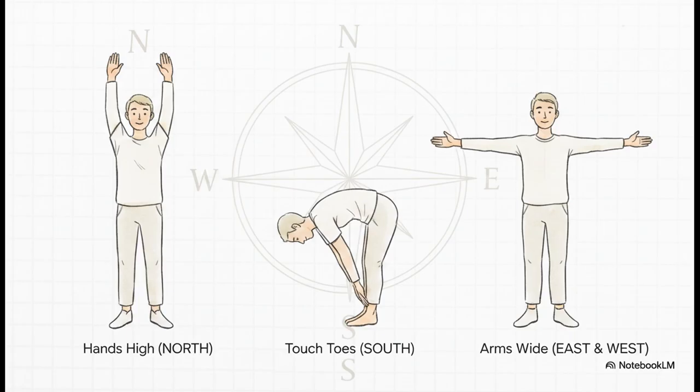Good. Stand back up and reach your right arm straight out wide for east and your left arm out wide for west. Let's do it one more time really fast. Up for north, toes for south. Amazing job. You can all take a seat. Keep that feeling in your body, and I promise you'll never forget which way is which.